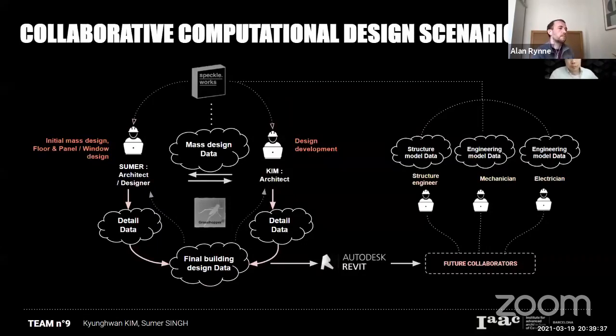Our collaborative computational design scenario was that we were mainly using Speckle. Sumer designed a building and sent it to me, and I modified the design and sent it back to him, and he worked on the facade, windows, and more detailed stuff. Then we gathered all the data in one stream and sent it to Revit. In a future scenario, we could use this Revit data to work with the structural engineer, mechanical engineer, and electrician, and they can send the data back to us using Speckle.